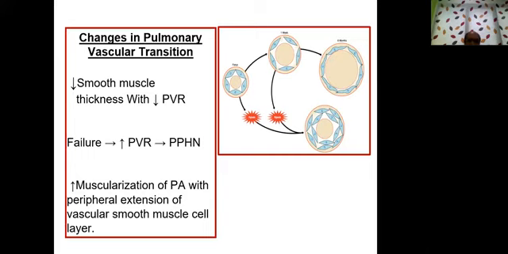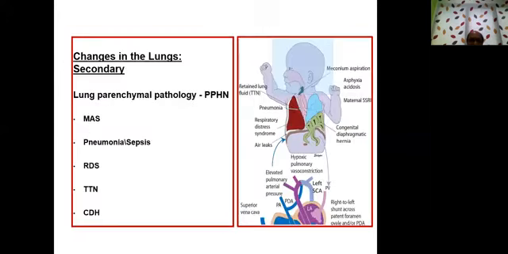At the same time, if there is a decrease in the smooth muscle thickness, there's going to be a decrease in the pulmonary vascular resistance. Any failure to achieve this is going to lead to PPHN. The muscularization of these smooth muscles can extend even to the periphery, causing even more harm to the baby, leading to a kind of refractory PPHN.